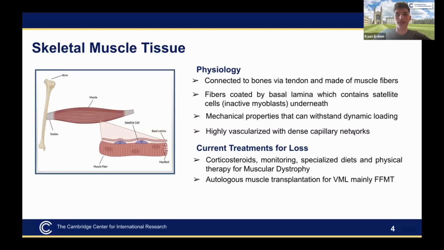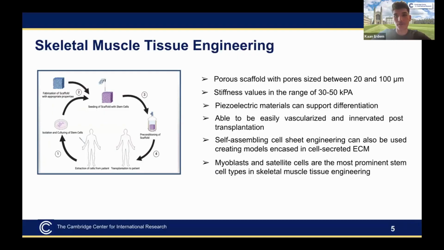However, these treatment methods are lacking, as in the treatment method for VML, the premorbid function of the lost muscle can never really be restored, and the treatment in muscular dystrophy is lacking in a way that it really doesn't fully treat muscular dystrophy. It just alleviates some of the effects. So skeletal muscle tissue engineering can be a way to create better treatment methods for these conditions.